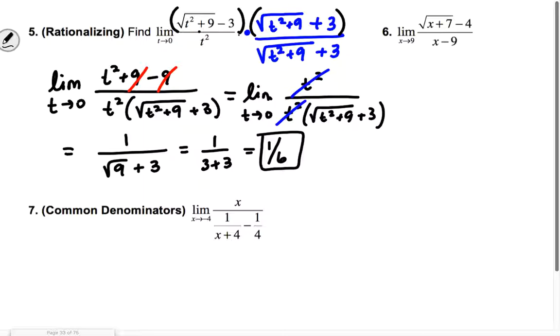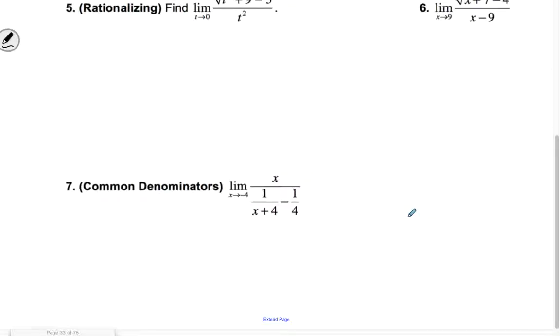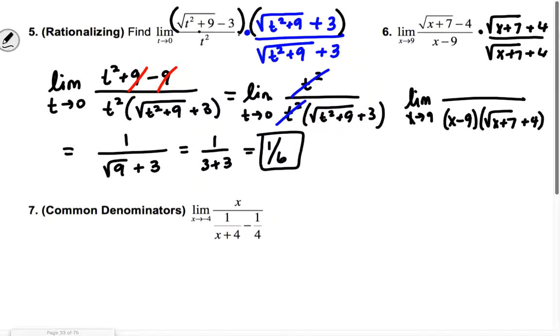All right, so let's do the same thing on this one. So we're going to multiply by the conjugate. So the first step you're going to do is you're going to multiply by the square root of x plus 7 plus 4 on the top and bottom. And my advice is to leave the x minus 9 factored. So it's going to be like x minus 9 on the bottom, and then the square root of x plus 7 plus 4. Oops. I love when I do that. So figure out what the numerator is.